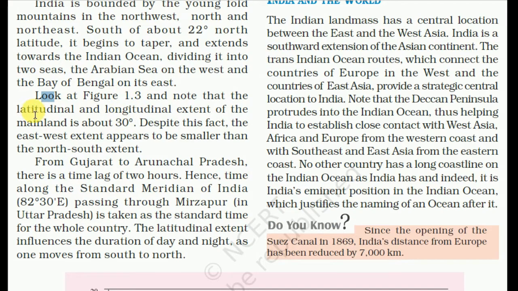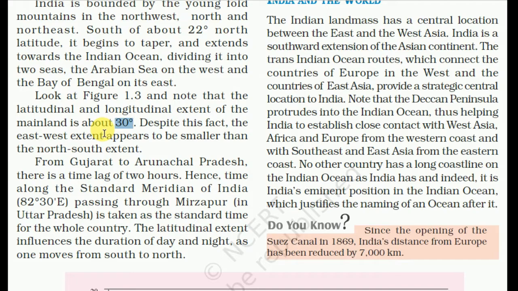And note that the latitudinal and longitudinal extent of the mainland is about 30 degree. Despite this fact, the east-west extent appears to be smaller than the north-south extent. Yes, both are about the same, but not exactly the same. But the east-west extent appears to be smaller than the north-south extent.